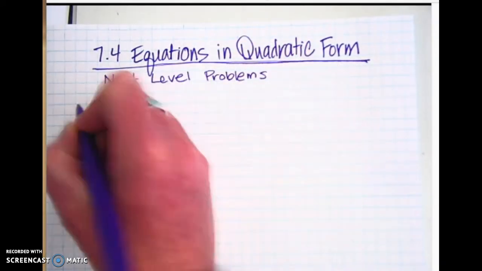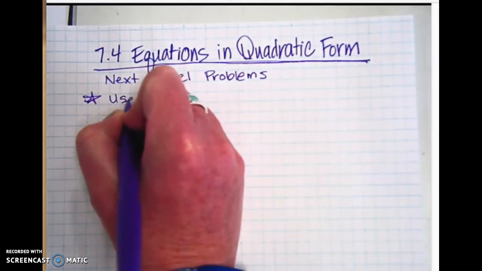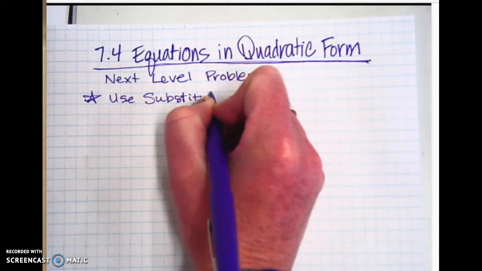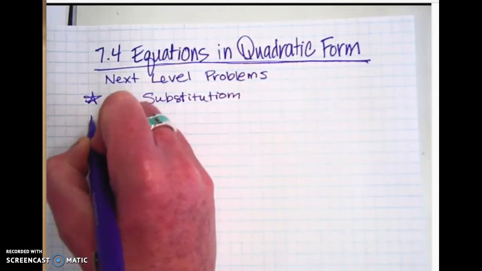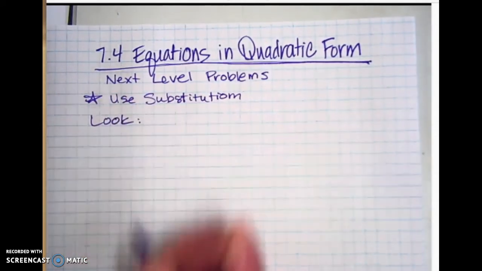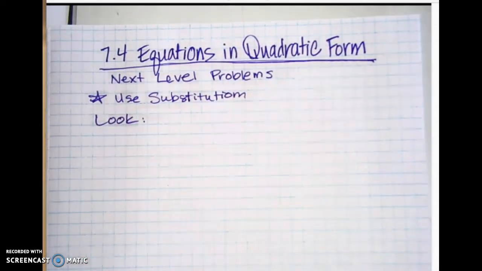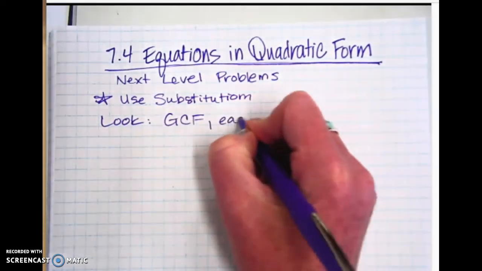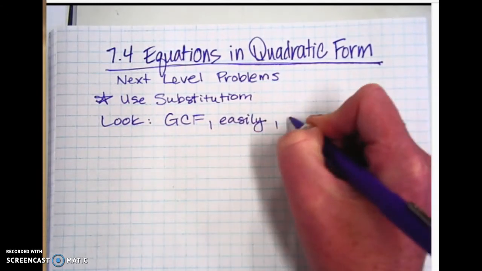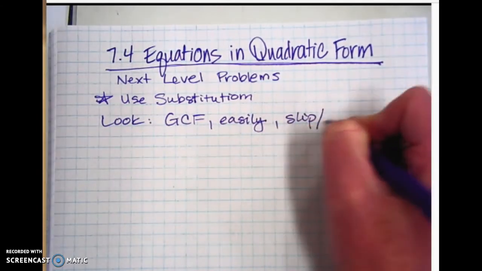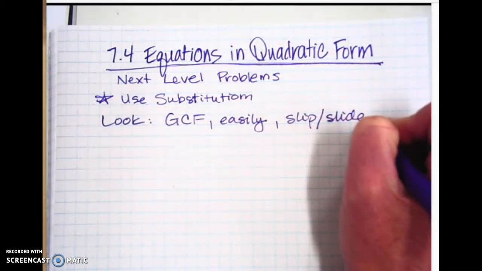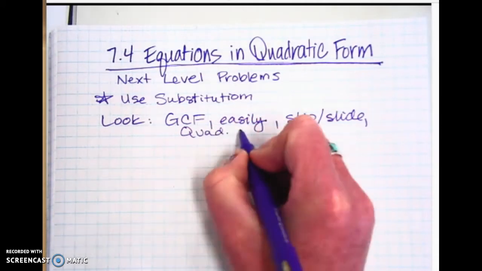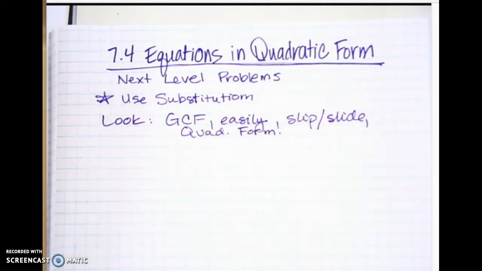You may need to use substitution if it's got some weird stuff in it. The other thing you can do, once you get it into a perfect quadratic form, is look and see if there's a GCF, or if it's easily factorable, or maybe you might be able to use slip and slide. If you can't do any of those, then go quadratic formula.